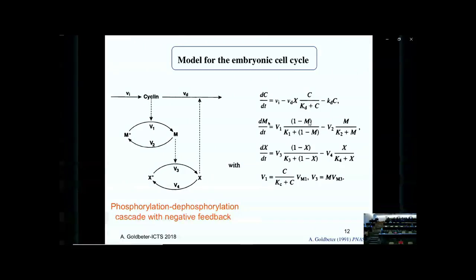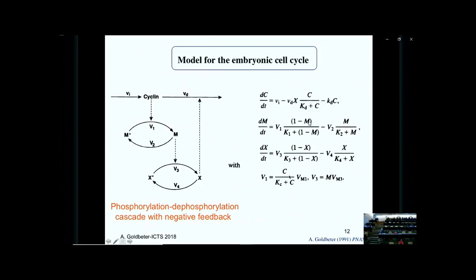That's the important point. In the second equation for M, the fraction of active CDC2 kinase, there is a term of dephosphorylation by the phosphatase CDC25 and a term of phosphorylation, which inactivates CDC2, by the kinase V1. And then, where is the coupling? V1 here is supposed to be enhanced by cyclin, upon cyclin binding.